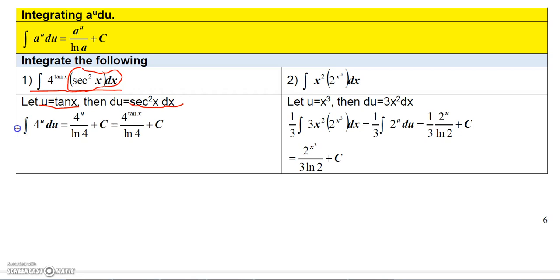So actually, I do have this in the form of the integral of 4 to the u du. And based on this formula, it would be equal to 4 to the u over the natural log of 4 plus a constant. But since I know u is tangent of x, that would actually be 4 raised to the tangent x power divided by natural log of 4 plus a constant. Okay, let's do another one here.